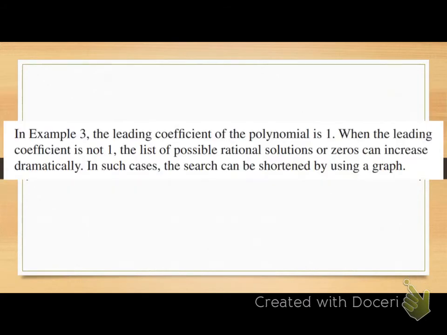In example 3, the one we just did, the leading coefficient of the polynomial was 1. That was really nice because the only two factors of 1 were positive 1 and negative 1, correct? What happens, though, when the leading coefficient is not 1? We're going to have more factors, aren't we? So, if the leading coefficient is not 1, the list of possible rational solutions or zeros can increase dramatically. Your list is going to get way longer. In these cases, the search can be shortened by using a graph, and I'm going to show you how to do that on this next example. It's still going to take a while, but it's not going to take as long as it would if I didn't have my graph there to show me. Okay? So here we go.